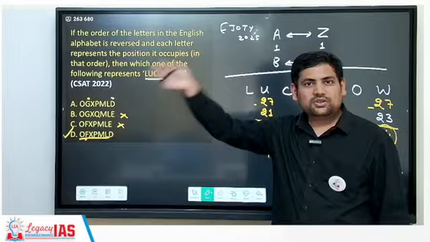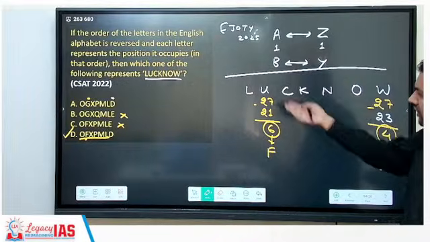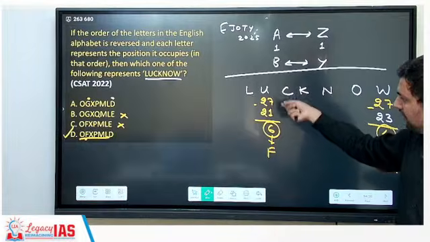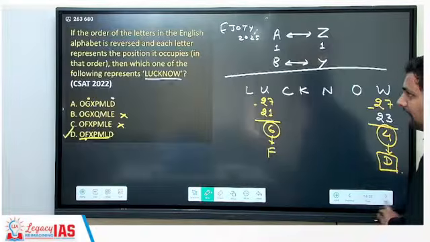One question has come in all these years which requires this. This is a much more logical way, because you remember the forward order, just subtract it from 27, get to the answer. Okay, then next.